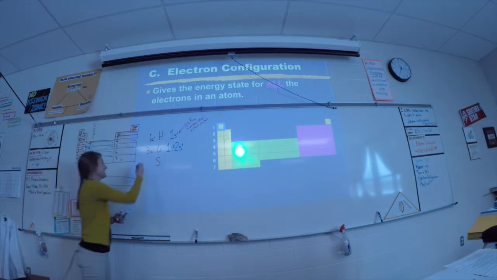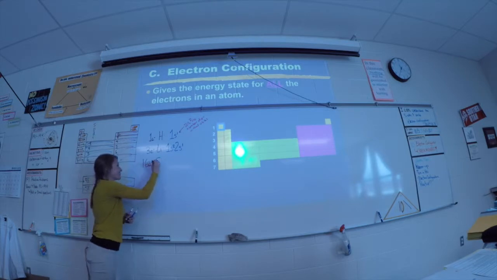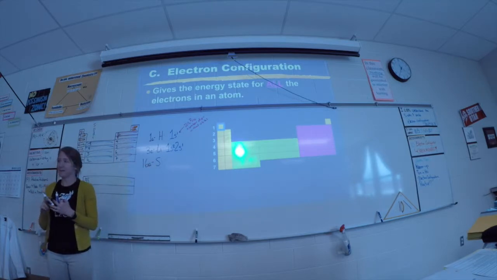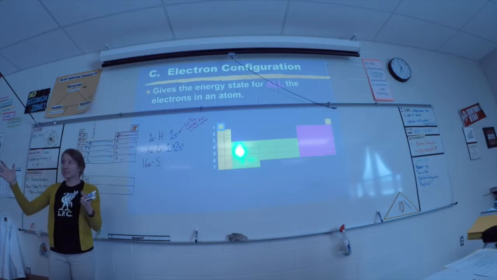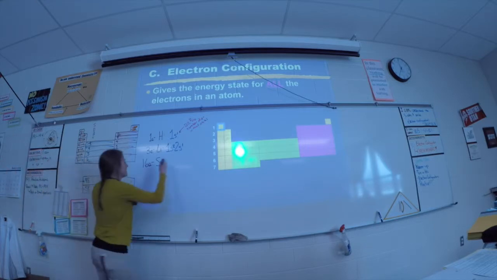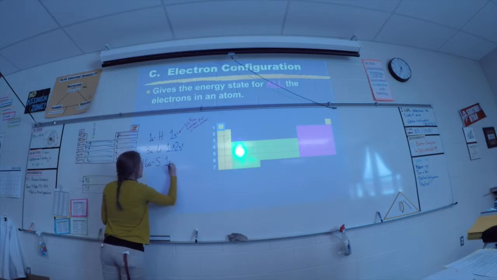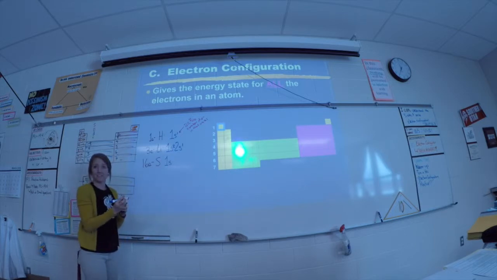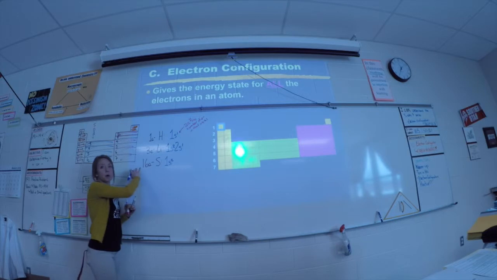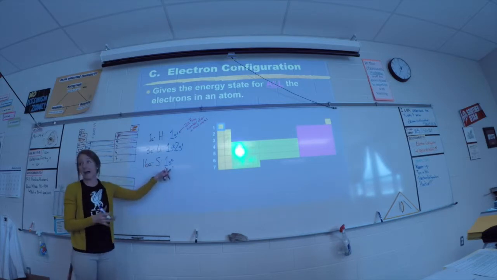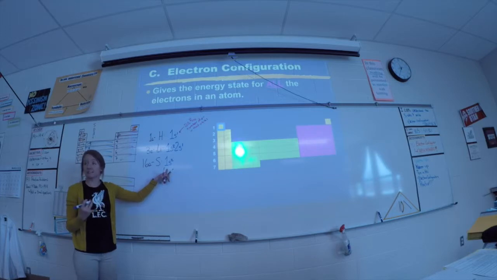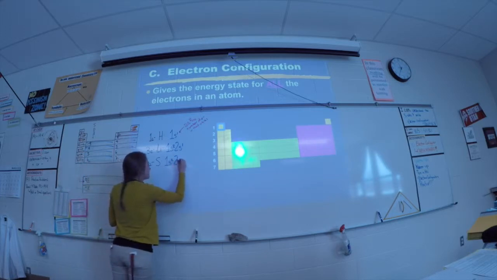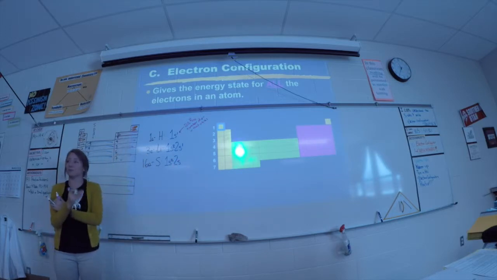So we got 16 electrons that all need a room. Okay, so where do we start? How many can fit in there? 2. This is a new hotel. So each element is its own hotel, right? Okay, after the 1s gets filled, where do I go next? 2s. And how many can fit total in the 2s?